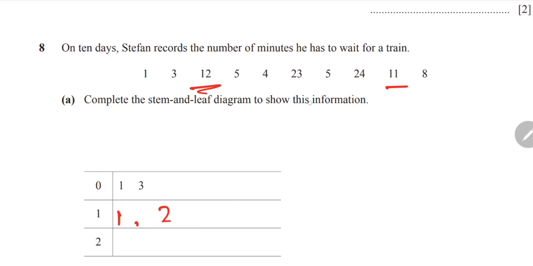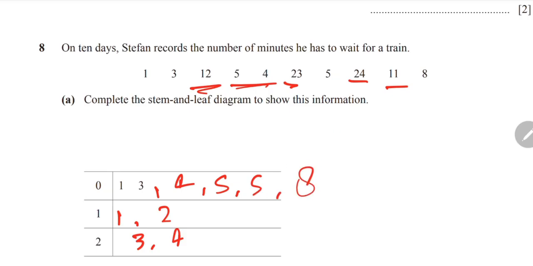For 2 we have 23, 24. So we use 3 and 4 here. Some number I skipped here because 1 and 3 are given. These are the numbers: 4, 5 two times, so write twice, then 8. So this is the complete stem leaf method. Whenever the question asks about the stem leaf method, I think it's the easiest question.